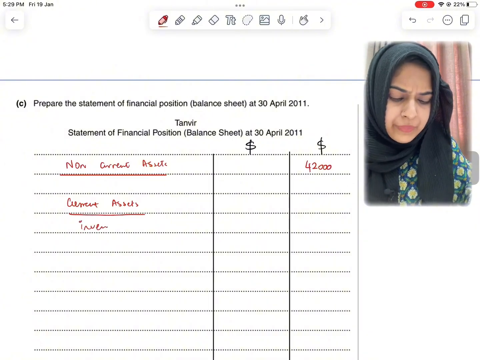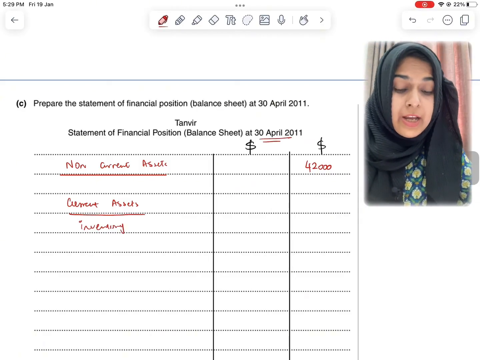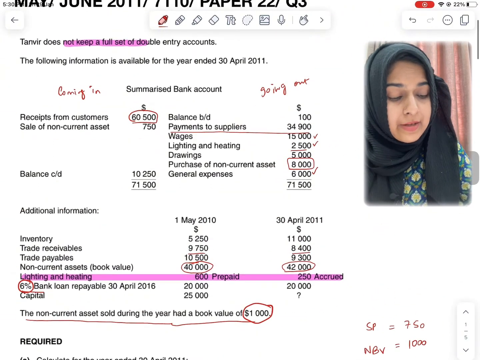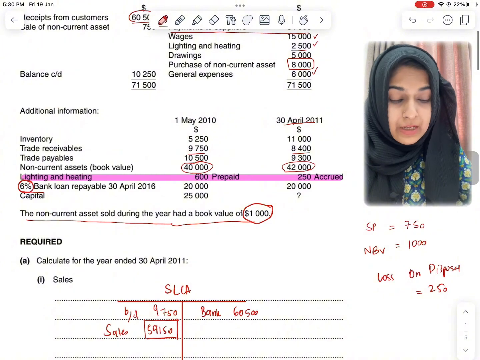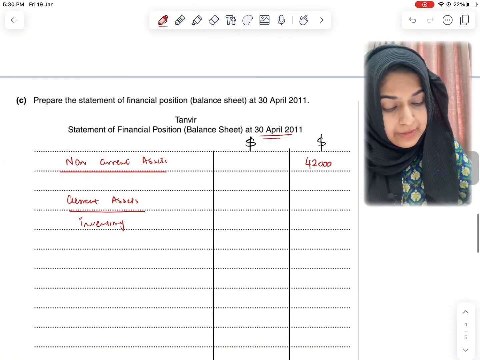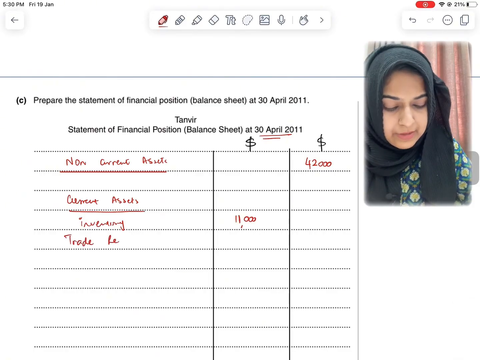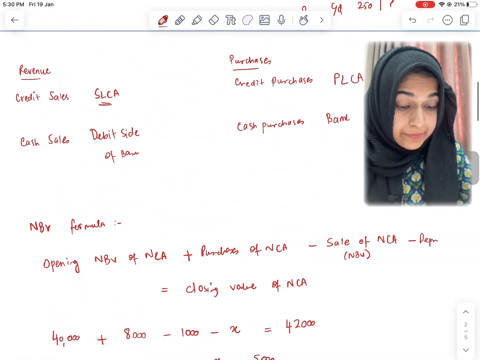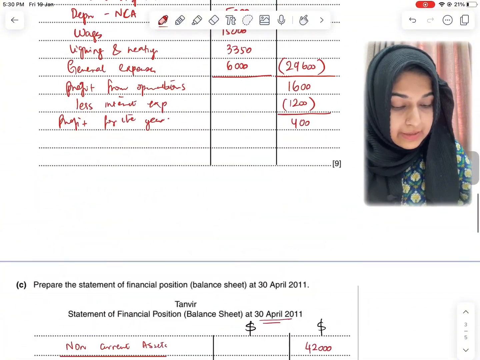So basically for the statement of financial position, because I'm making this on the last day of the year, I need to see the closing value of assets and liabilities at the last date of the year. So you write inventory closing, that is 11,000, in the first column. Then you write trade receivables. At the end of the year, trade receivables in the question were 8,400, so you write 8,400.